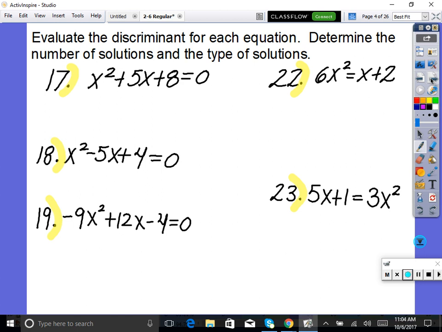Here we go. All of my examples are off your worksheet. Number 17. If I said to you, use the discriminant to give me what kind and how many solutions you're going to have, you could go through the whole process of solving the whole thing and then look and say, oh, I have two imaginary solutions.